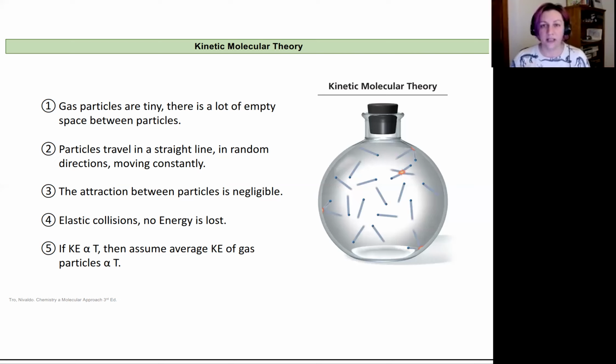Also, we're going to assume that the attractions between these particles are negligible. The ideal gas law assumes that as these particles travel around, they're not interacting with anything unless they're colliding with it. When they collide, they bounce off. So that means if two get close to each other but don't collide, they're not attracted to each other or repelled by one another.